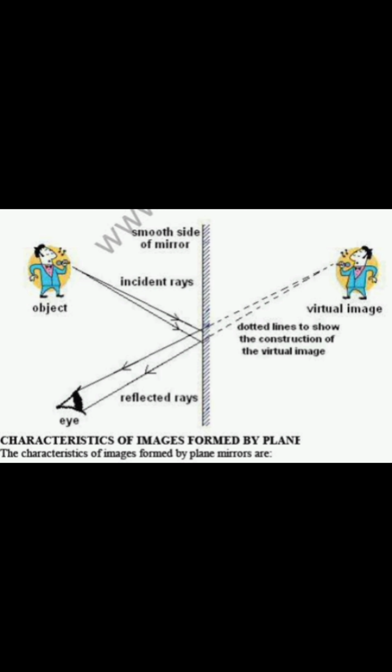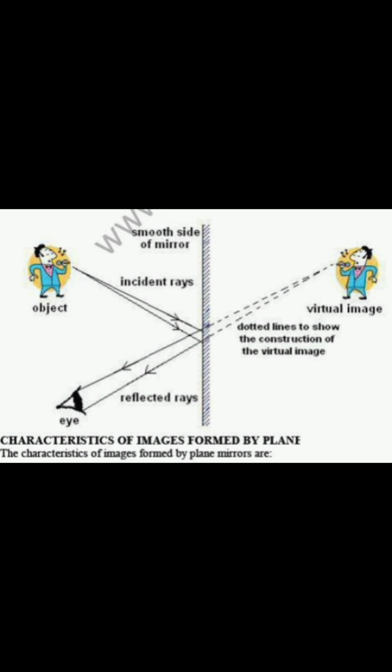Regular reflection happens on smooth surfaces like mirrors, and all rays reflect in the same direction, so your image will be clear. Irregular reflection happens on rough surfaces like walls. Rays reflect in different directions and your image is not clear. Okay, you got the point?